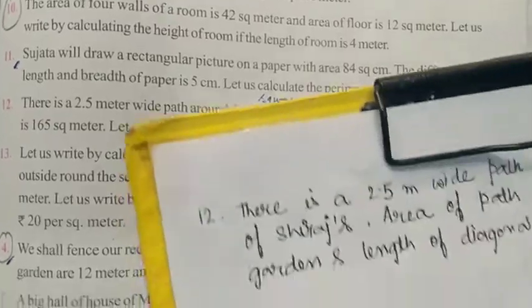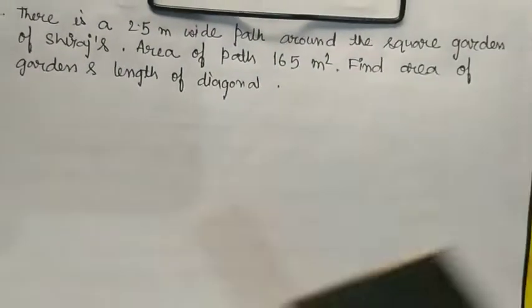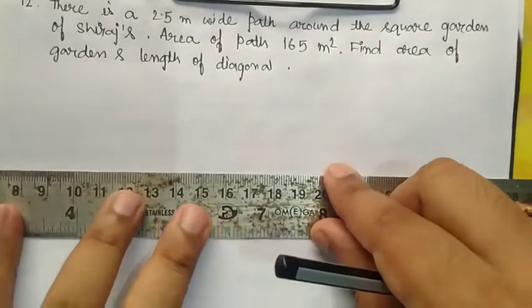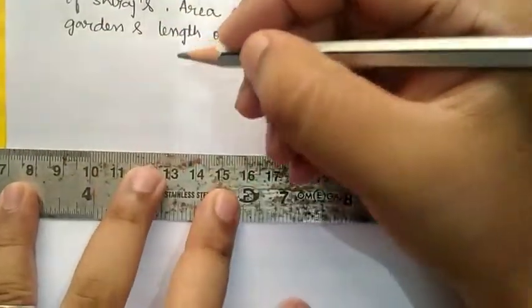First of all, we have to draw the diagram, because the diagram here is very important. The diagram should be like this way.